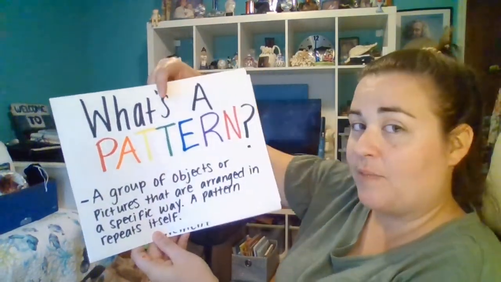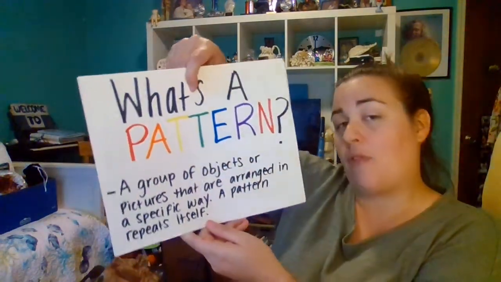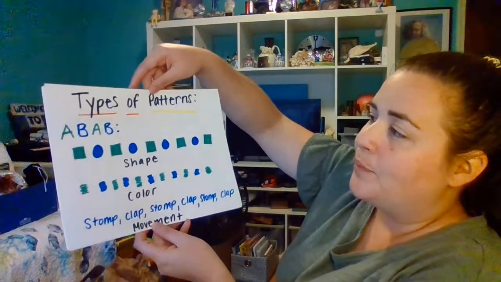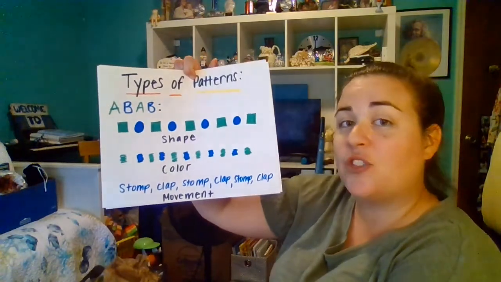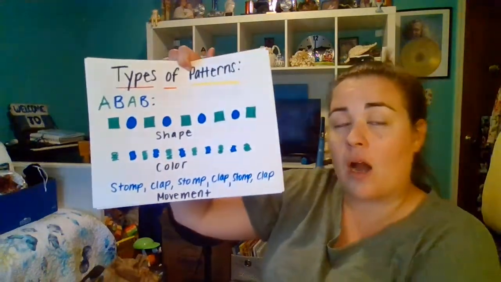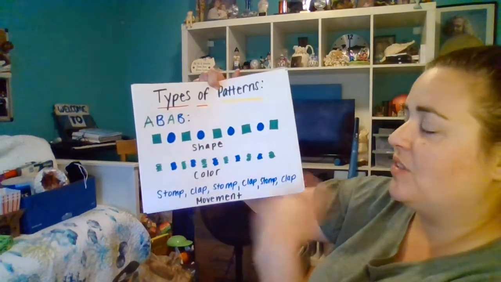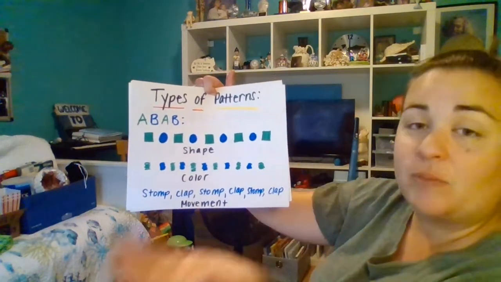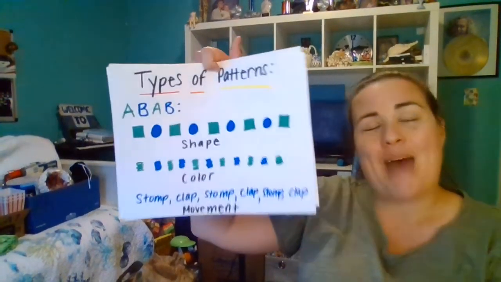So there are three different types of patterns. Not only three, but we are going to be talking about three different ones, three most popular ones, okay? So the first pattern we are gonna be talking about is called an ABAB pattern. So it has two different objects in the pattern. And often these patterns are made of different attributes. So there could be a shape pattern, there could be a color pattern, a movement pattern, and there's many more, but we're just going to be focusing on three different attributes of patterns, okay?